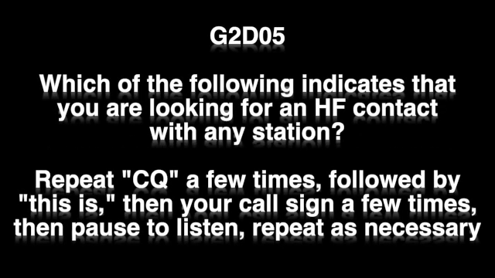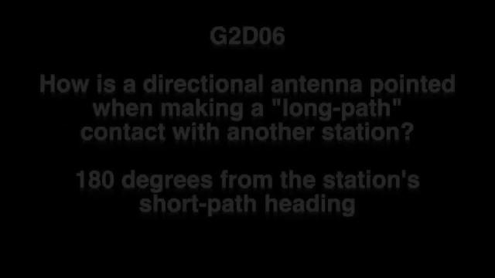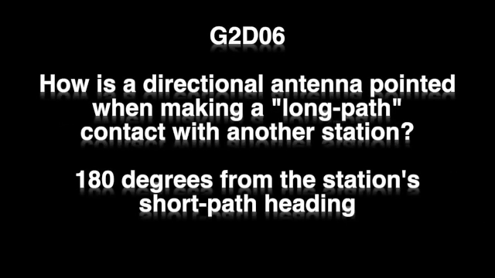G2D05. Which of the following indicates that you are looking for an HF contact with any station? Repeat CQ a few times, followed by "this is," then your call sign a few times, then pause to listen, repeat as necessary. G2D06. How is a directional antenna pointed when making a long path contact with another station? 180 degrees from the station's short path heading.